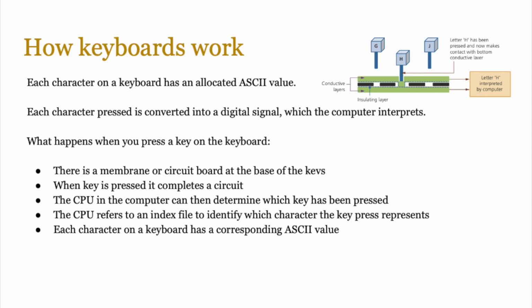When you press the key on the keyboard, there's a membrane or a bit of circuit board at the base of the keys. So when you press it, it completes a circuit because it touches that. The CPU in the computer can then determine which key has been pressed, and it does that by comparing it to an index file which identifies which character the key press represents. It might be an ASCII or Unicode table here. Each character on the keyboard has a corresponding value in that table, and that is then translated into binary and the CPU processes it. That's all you need to know about how a keyboard operates.